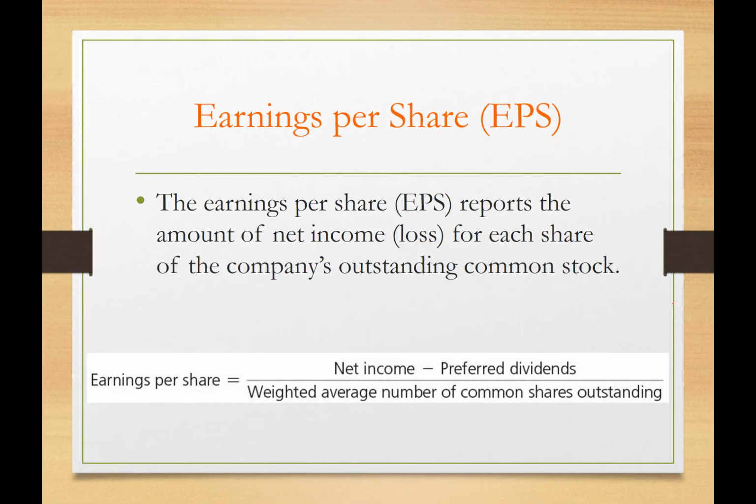Earnings per share, we've seen potentially before in the past. Again, we certainly want this to be higher the better. And how much are we generating from an income perspective for every share of common stock? Net income minus preferred dividends divided by your weighted average number of common shares outstanding. And again, higher the better in this case.